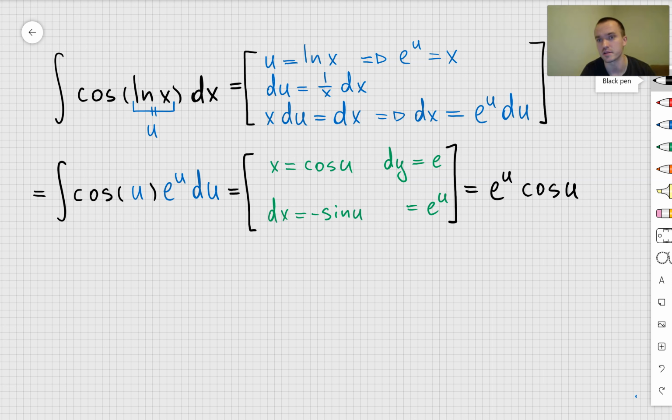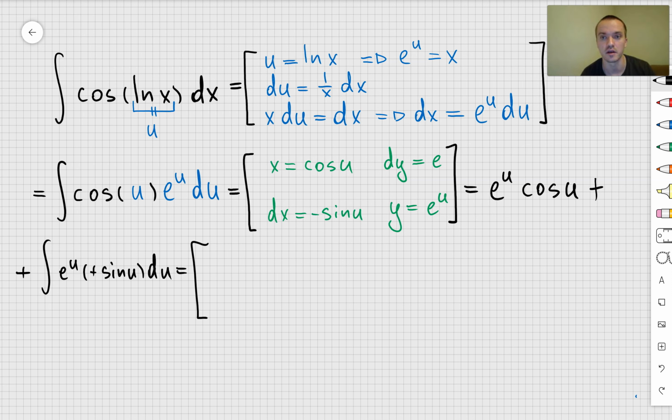And then you can see that dx is negative sine u and y is going to be e to the u. So by integration by parts I will have x times y, which is e to the u times cosine u, minus the integral of y dx. So in other words, e to the u times sine u. And since we have a negative in front of sine, that is going to give us a positive, with a negative in front of the integral. And then I need to do integration by parts again.